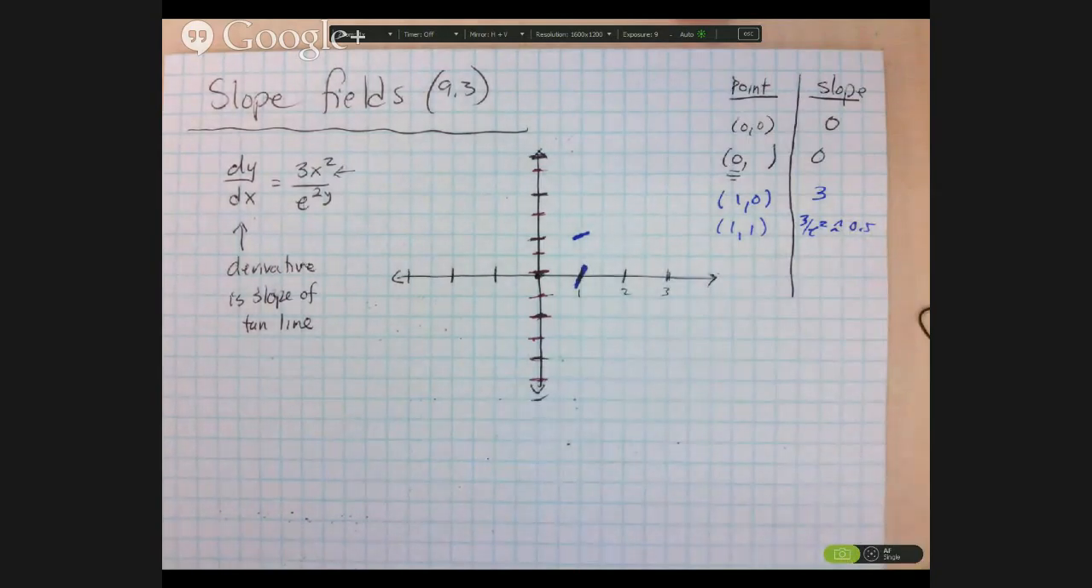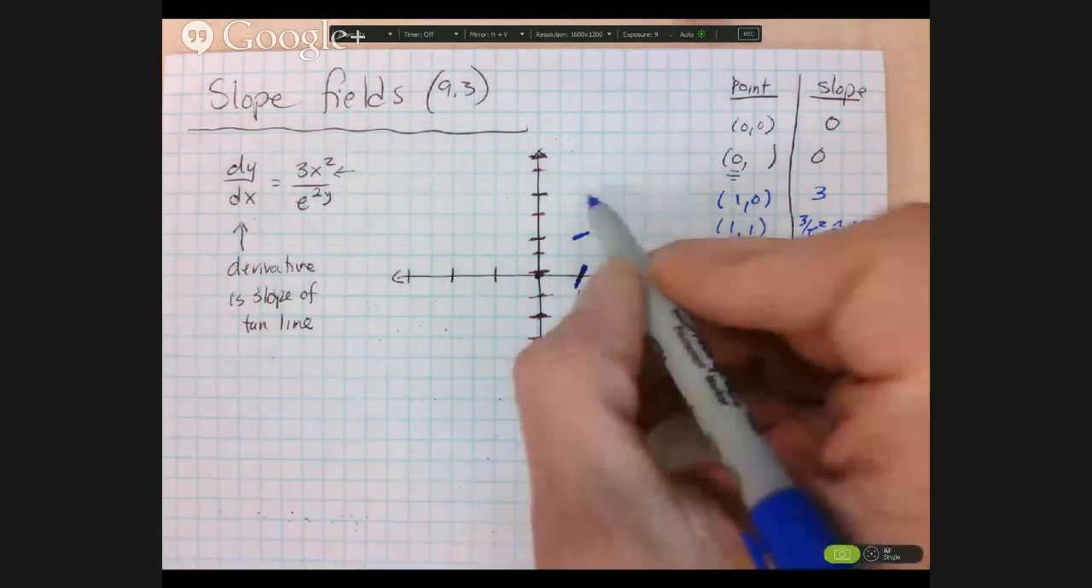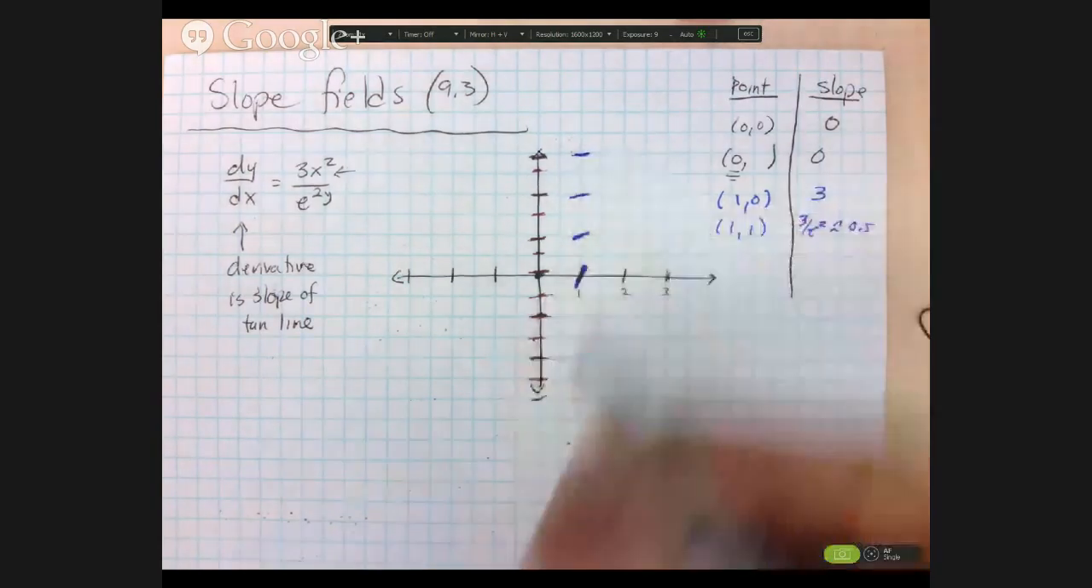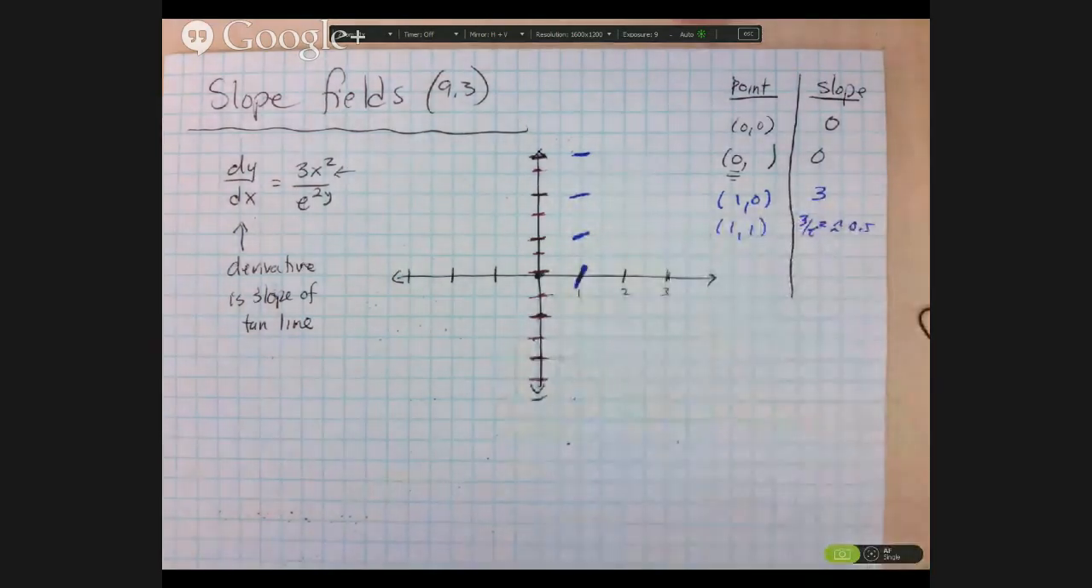And what about 1, 2? Yeah, you get 3 over e to the 4th. What about 1, 3? It's 3 over e to the 6th. You see how it's flattening out? Basically, it's tending towards 0.